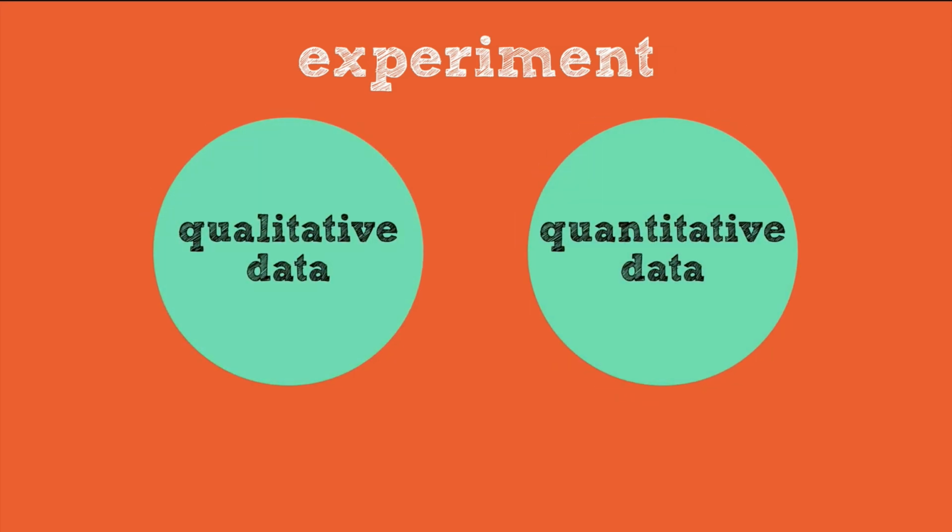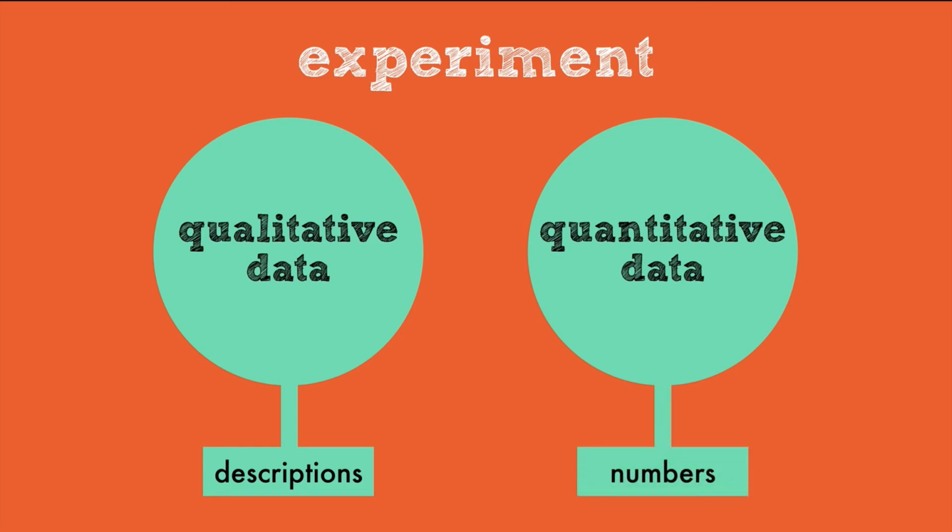The experiment itself is made of several parts. Most experiments collect two types of data, qualitative and quantitative. Qualitative data relies on descriptions like soft, yellow, shiny, and wet. Quantitative data relies on numbers like 25 centimeters or 2.3 grams.